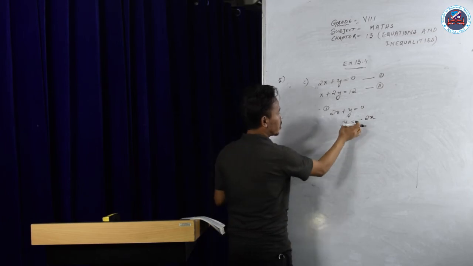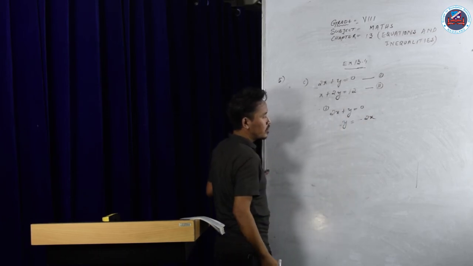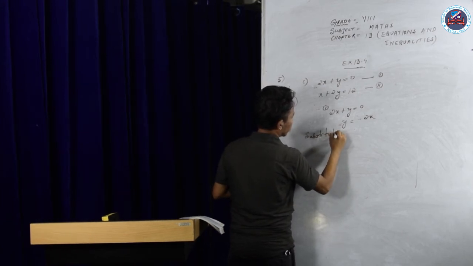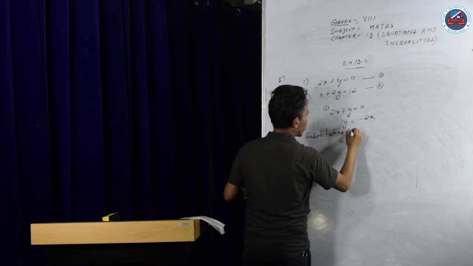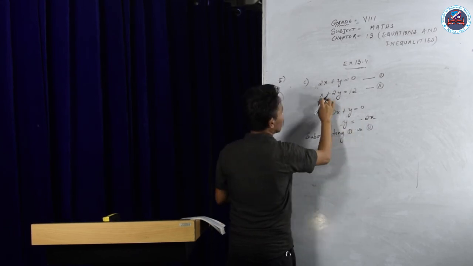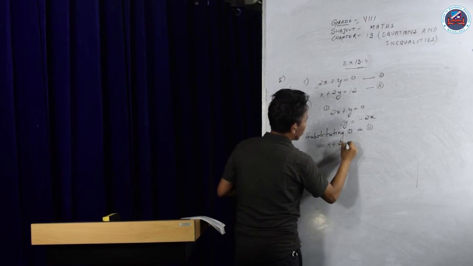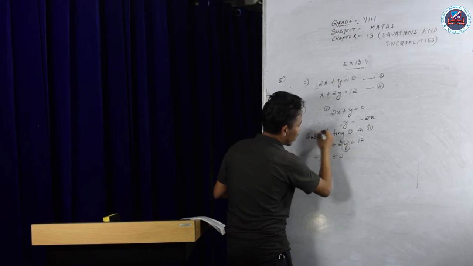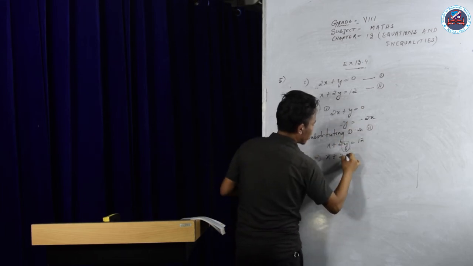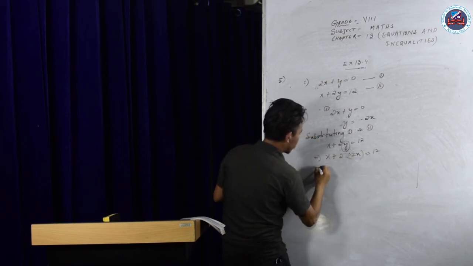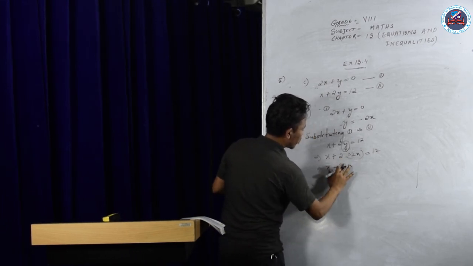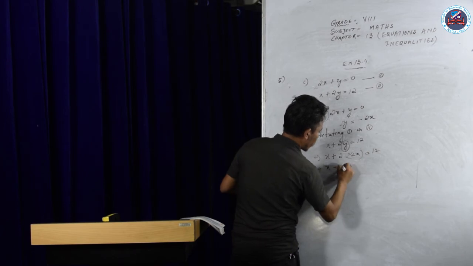Now what I can do is put this in equation number 2, right? So, substituting equation 1 in equation number 2. Equation number 2 is x plus 2y equals 12, right? x plus 2, what is the value of y now? Minus 2 into minus 2x equals 12. So here I get x plus 4x equals 12.